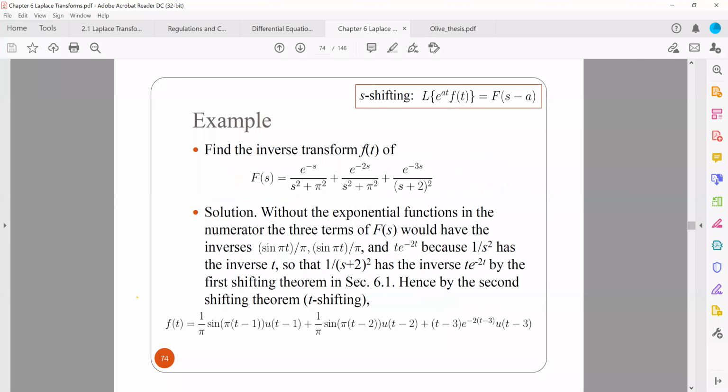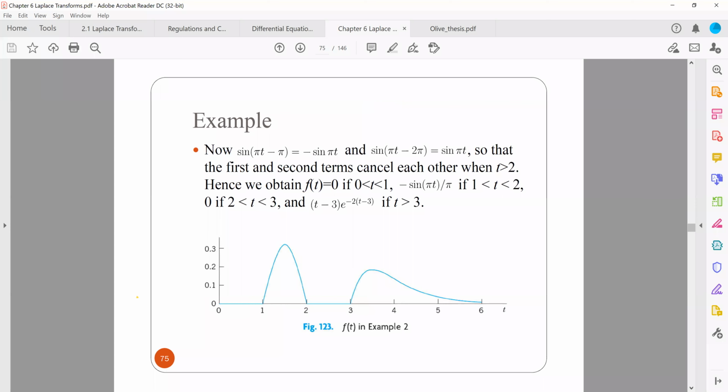Then you'll see that at t equal to 2, this other sine comes in. So you have this sine from t equal to 1, and also this sine, you have these two sine functions both in play. But because one is, as you see from up here, minus sine pi t, and the other one is sine pi t, they will cancel out. So that's why between 2 and 3, you have nothing. It will be 0.